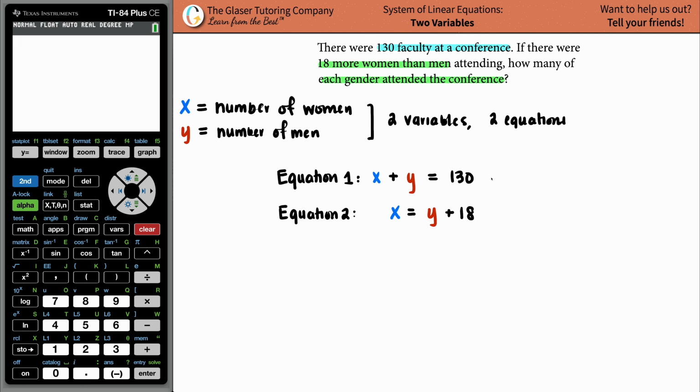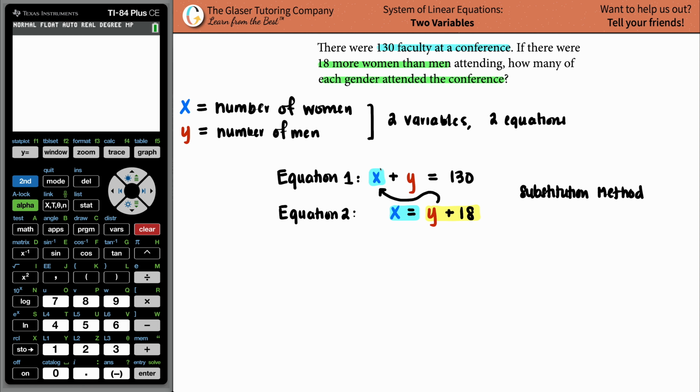Now, usually, if you do have one formula that's already an x equals or y equals, in this case, we have x equals, we're going to use the substitution method. Substitution method means that you're going to be substituting in whatever the x equals into the other formula. Now, the x equals was really equal to y plus 18. So we're going to take this part and we're going to substitute it in for the x value for the other equation.